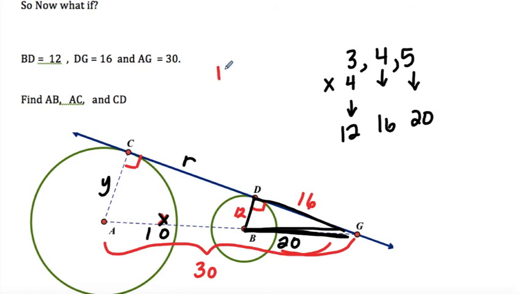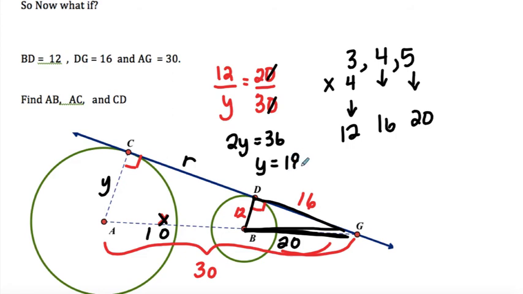Now I have enough to use the triangle proportionality. So I can say 12 over y equals 20 over 30. I can simplify the 2 and the 3, the zeros, and you can cross multiply, or you can use similar ratios. But I'm going to cross multiply, so I get 2y equals 36, and so y equals 18. Okay, so y equals 18.